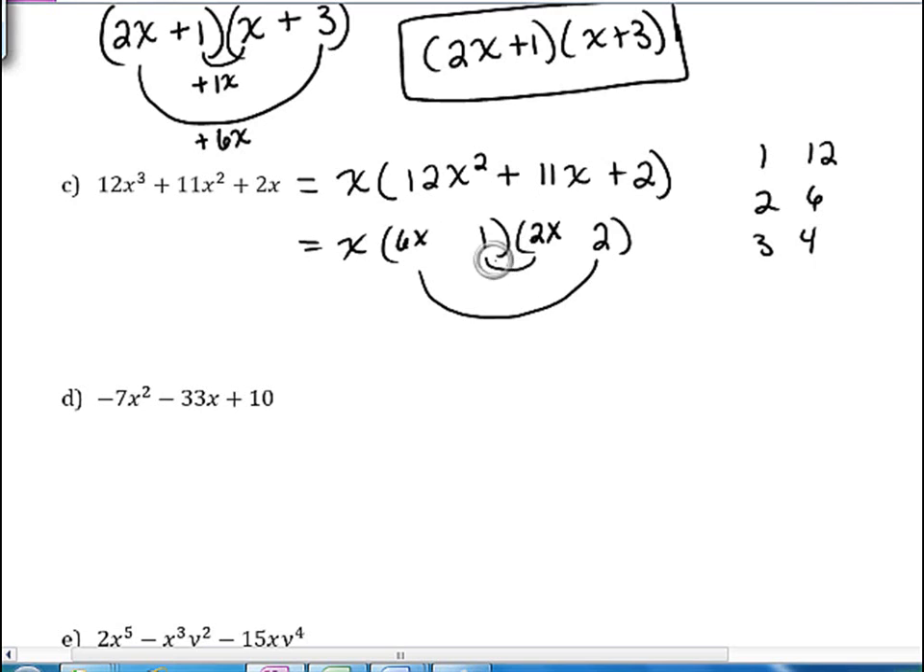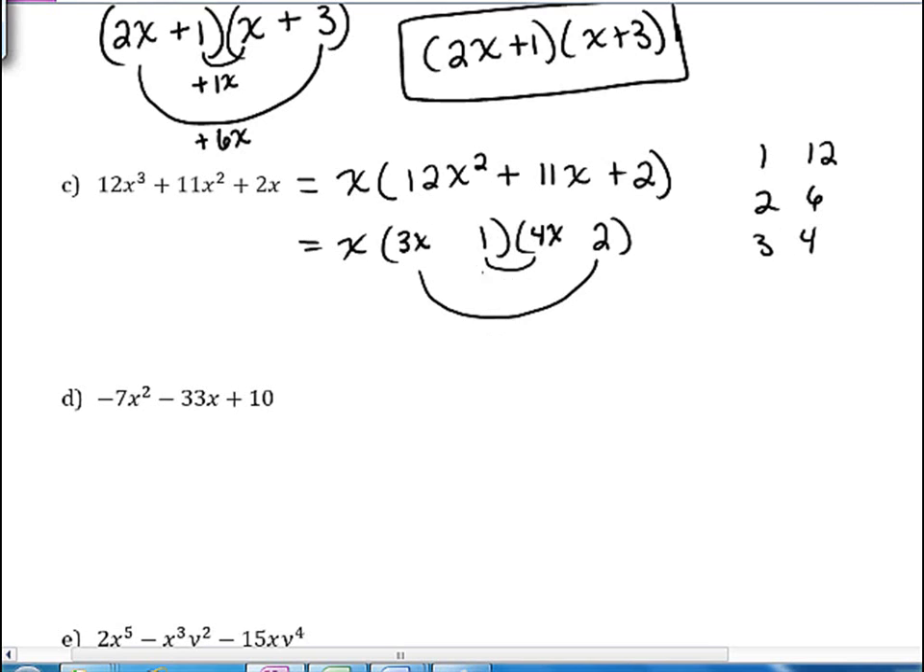Now when I multiply the inners, I get 2x. And when I multiply the outers, I get 12x. And again, no way to form an 11 with that. So that is also incorrect. So now I need to try the 3 and the 4. So maybe it's 3x and 4x.